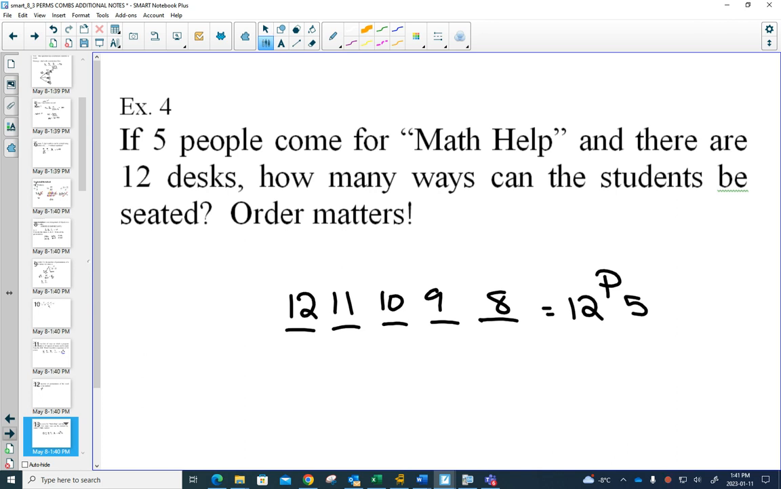Which is a pretty big number. Again, you have this button on your calculator. You could either type in 12p5, or you could type in 12 times 11 times 10 times 9 times 8 and push enter after that.